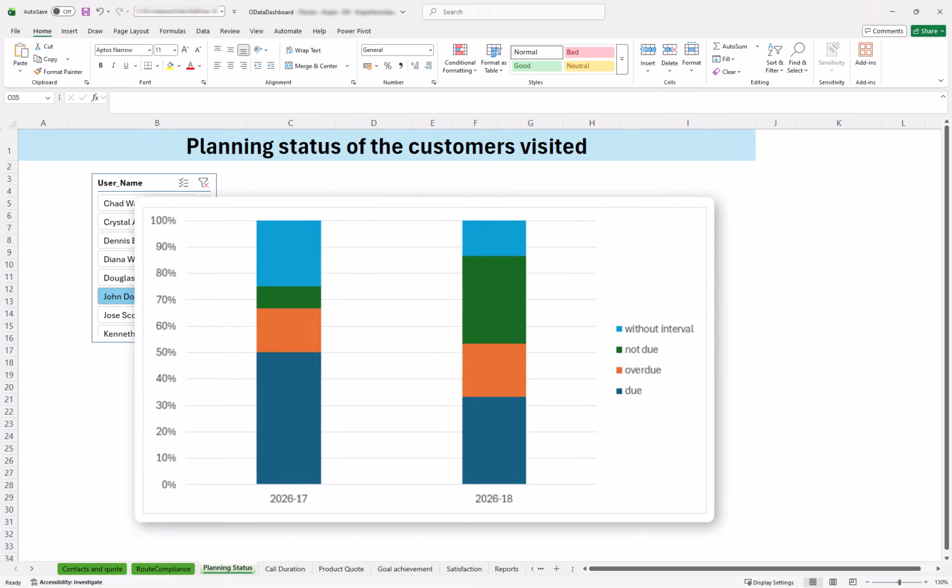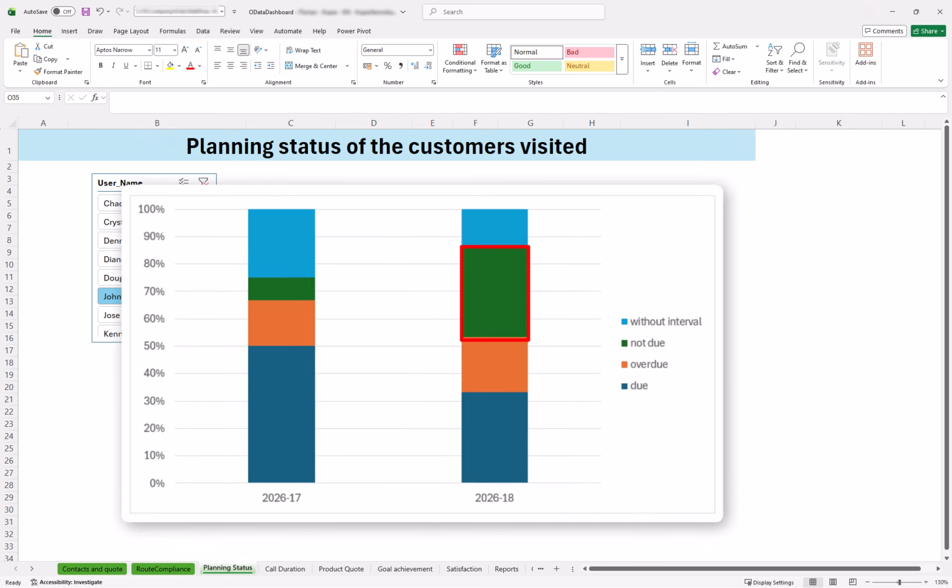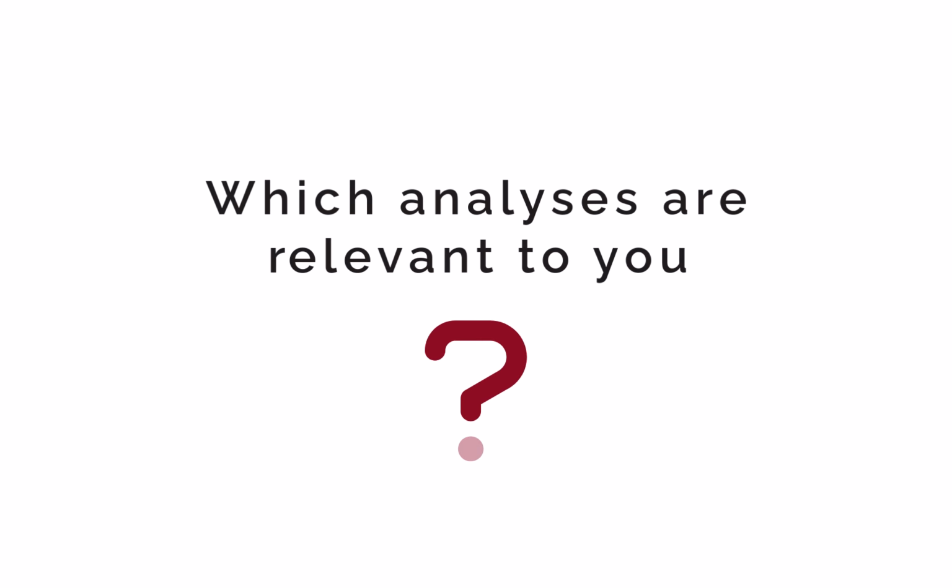The data also shows that 1/3 of the customers visited in week 18 were not yet due for a visit. While in week 17, mainly due customers were selected, a significant portion in week 18 was visited too early. The time spent would likely have been better invested in customers who were actually due. What kind of analyses would you like to run?